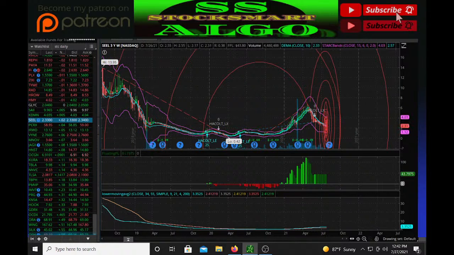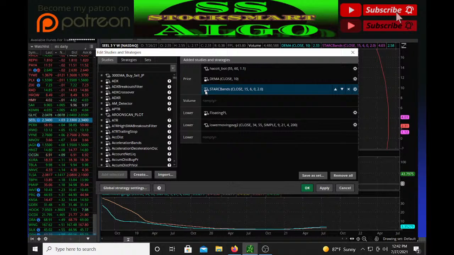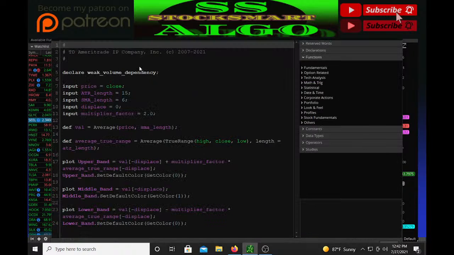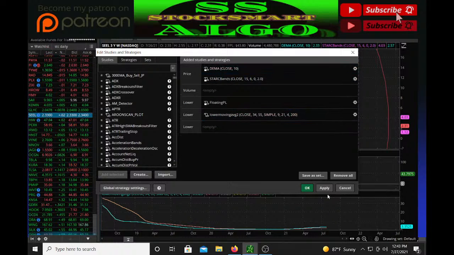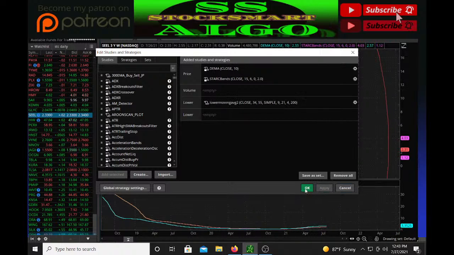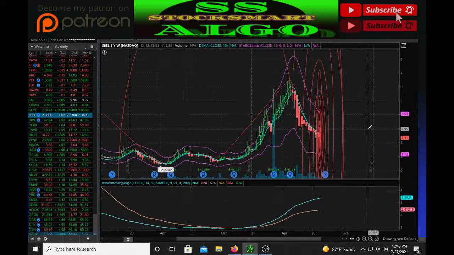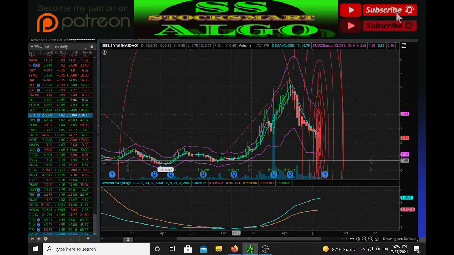And it looks like these are the, what are we calling them? Star bands. Okay, declare weak volume dependency. So what's that? Like declaring if it's low float? And we'll get rid of this. We'll hit apply. Hit OK. Not sure what our DMA is, but is our DMA in the middle here?